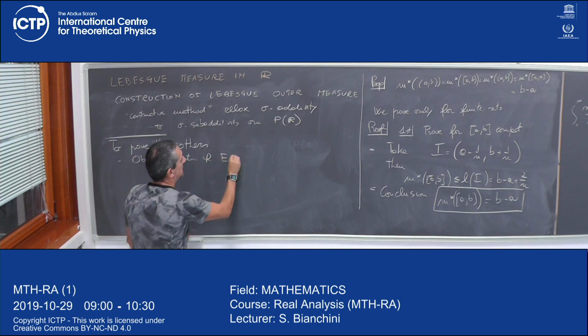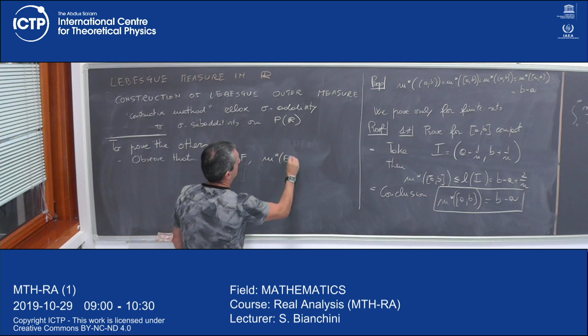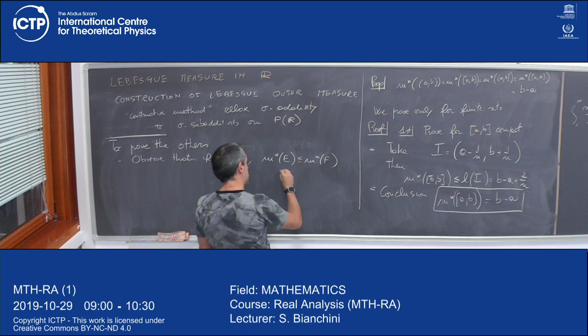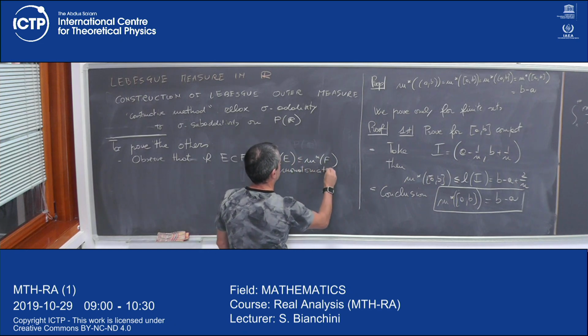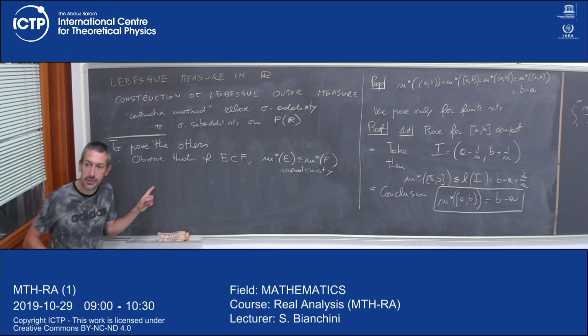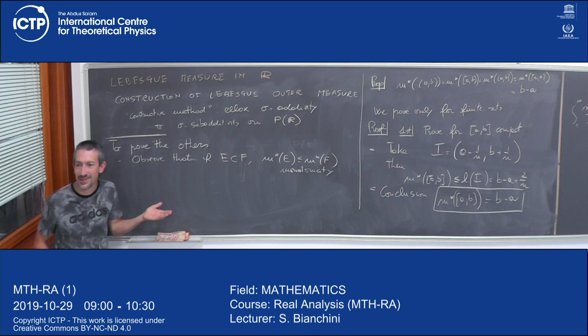If E is contained in F, the outer measure of E is less or equal than the outer measure of F. This is the monotonicity. Are there doubts here? You know how to prove this? Let's do it by definition. Because all the coverings of F are coverings of E. Exactly.